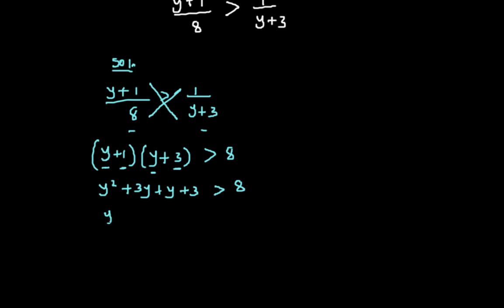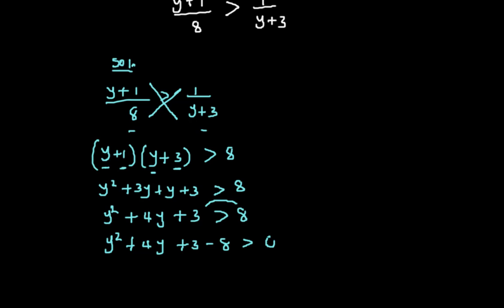Now this will give us y squared plus 3y plus y, which is plus 4y. Then we have plus 3 greater than 8. Does this make sense? Now 8 needs to go to the other side. We'll be having y squared plus 4y plus 3. When plus 8 crosses the greater than symbol, we are going to be having minus 8 greater than 0. And this will give us y squared plus 4y plus 3 minus 8, which is minus 5, greater than 0.